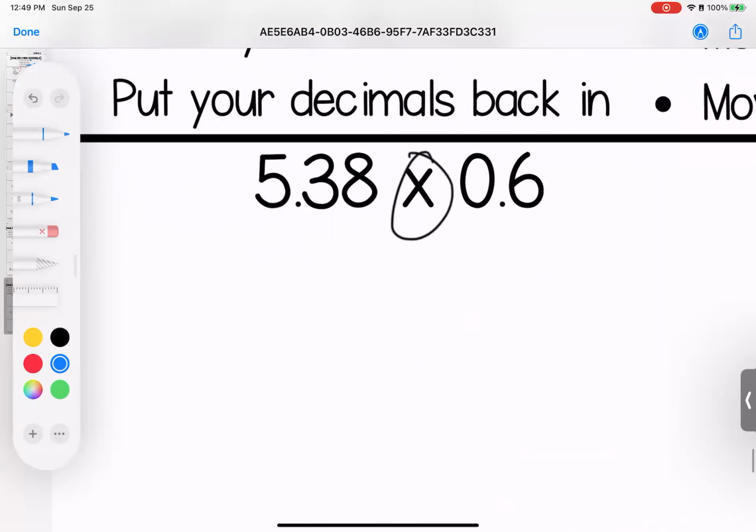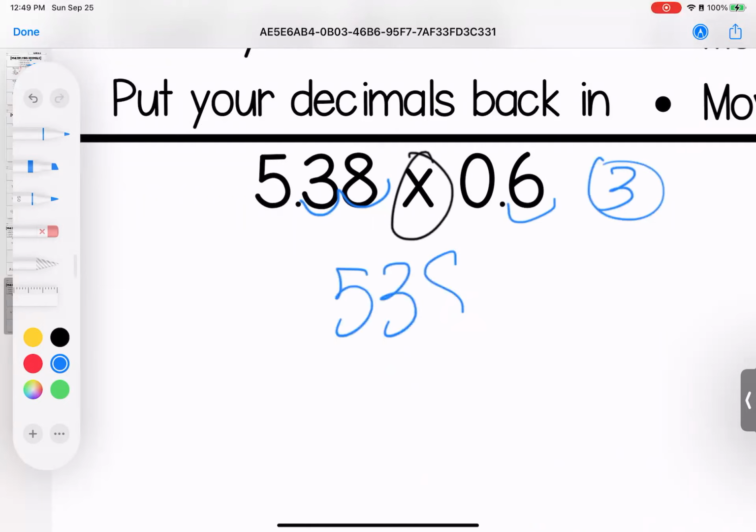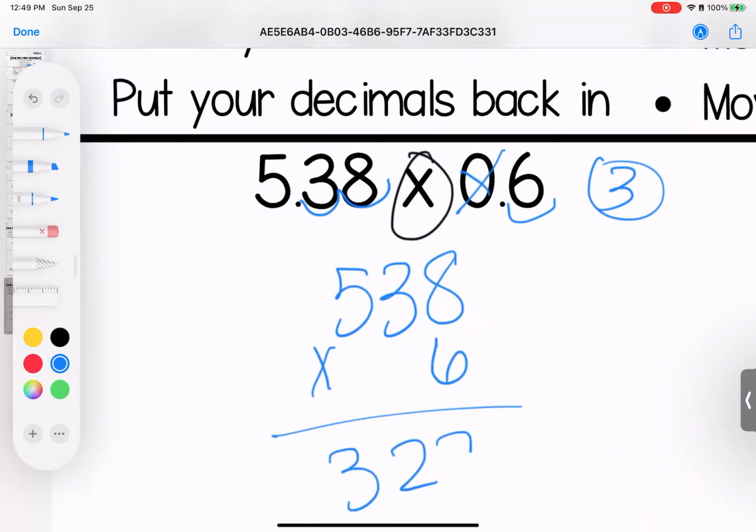Popping back up for our multiplication to finish off. We have 1, 2, 3. 538 times 6 gives us 3228. Bringing down our decimals, 1, 2, 3. 3 and 228 thousandths.